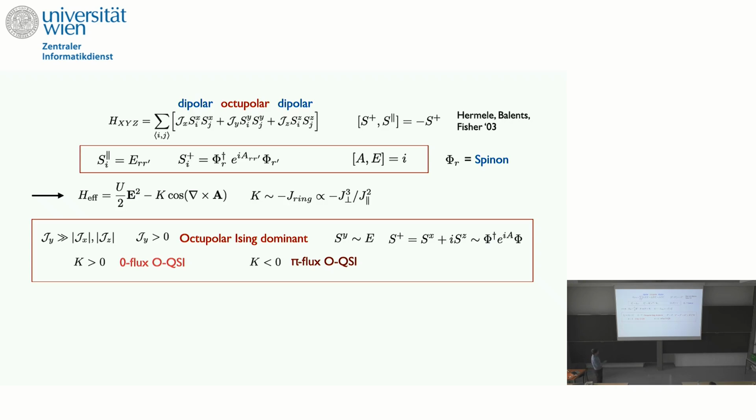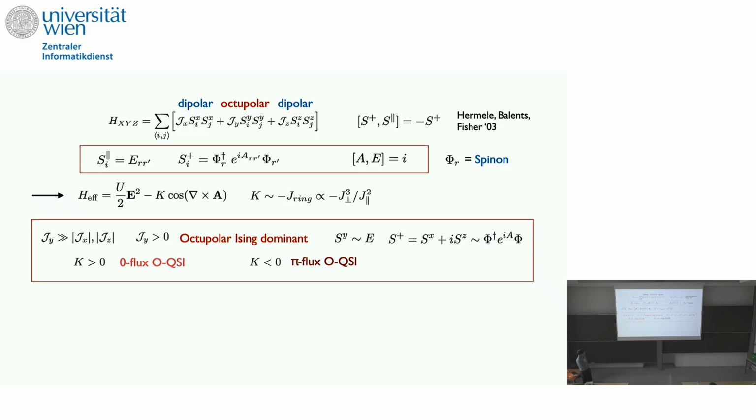And depending on the sign of K, you have two different kinds of ground state. Basically, if K is positive, then you want curl of A to be 0. If K is negative, you want curl of A to be pi. So that's why we call this case zero-flux quantum spin ice, and this one a pi-flux quantum spin ice. So there are two different kinds of vacuum, if you like, or ground state for this model. So this is the case when the octupolar coupling is dominant.